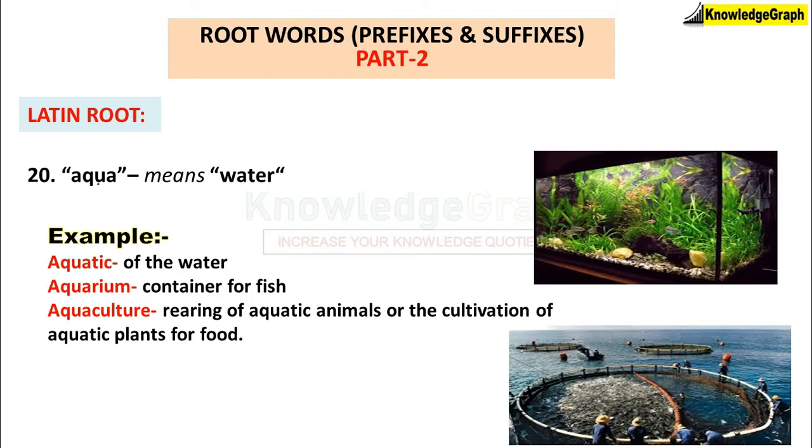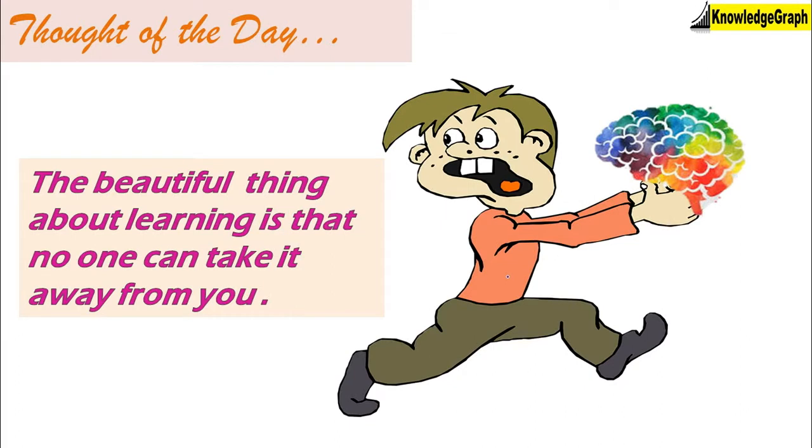Okay, so the next one we have is aqua. Aqua is again a Latin root word which means water. Aquatic is something that is related to water, like aquatic life or aquatic fish. Aquarium is the container where fish are kept, so this is an aquarium. Then aquaculture is the rearing of aquatic animals, or the cultivation of aquatic animals or aquatic plants for the purpose of food. This picture over here shows you the aquaculture.